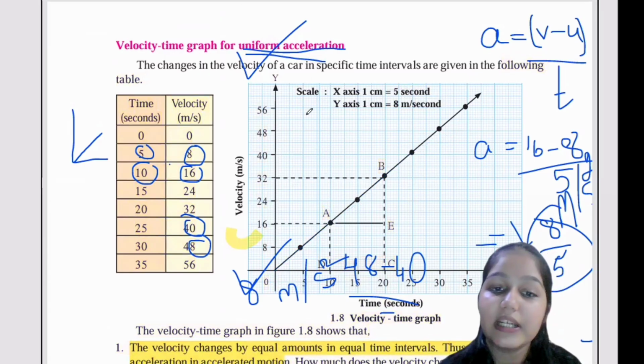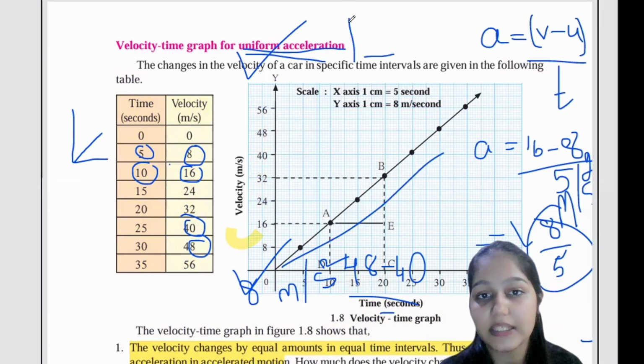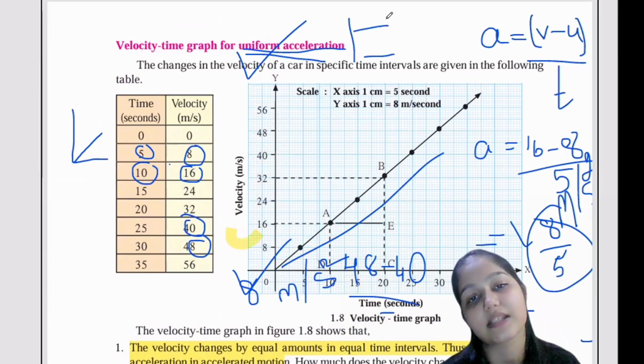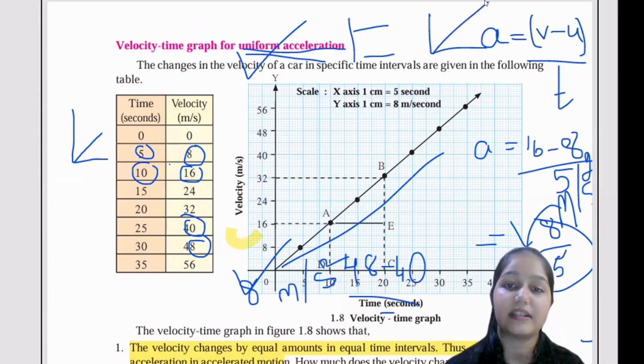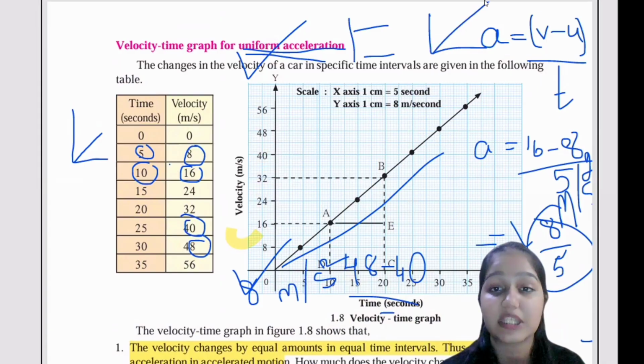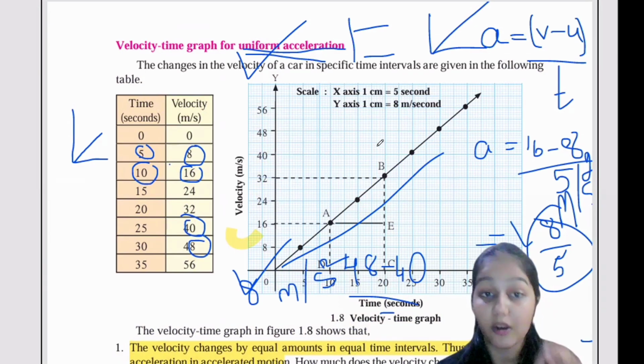So here the straight line goes like this. Are you understanding? But for velocity, when uniform velocity is given, the straight line is like this. When it is a distance-time graph and the distance and the speed are correct and it is an equal interval of distance, then the straight line goes like this. I hope you have understood.